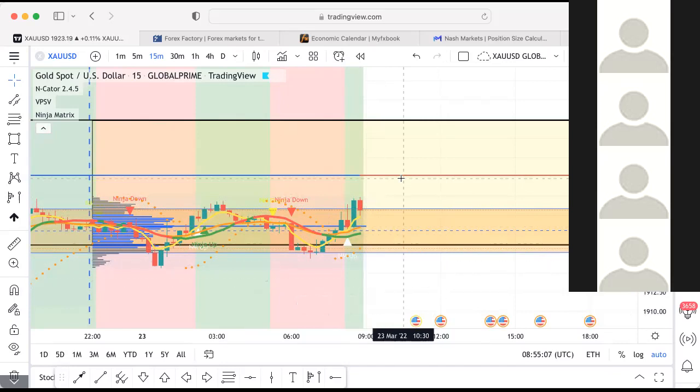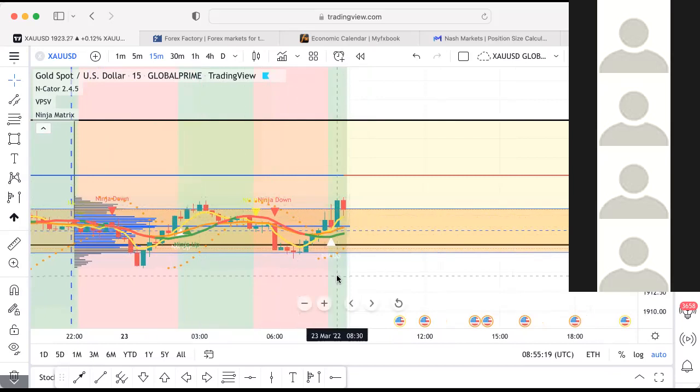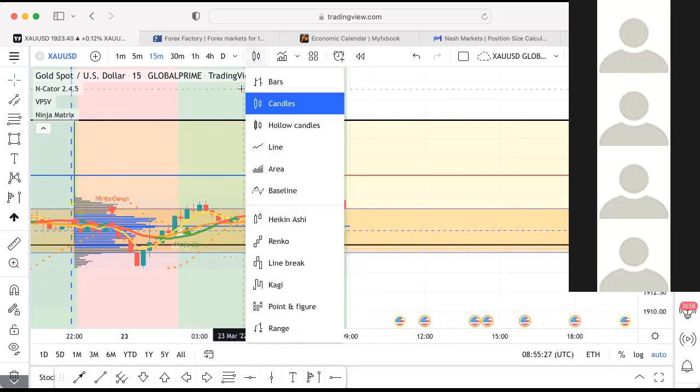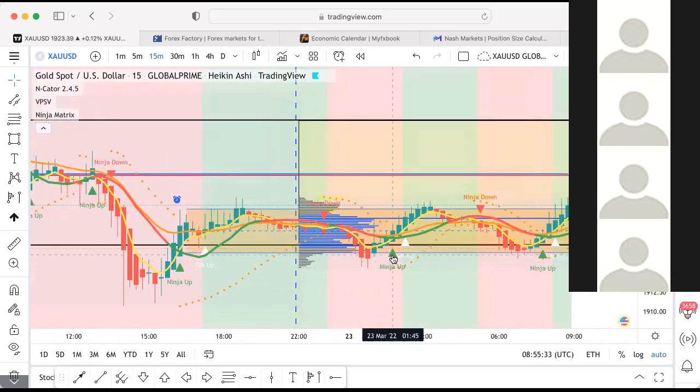Let me see. Okay, so right. So let me just summarize that situation again, just telling you what goes on in my head. I've put the Ninja Matrix on, and it's telling me we should be looking for buys. There's a Ninja Matrix up. I put the Ninjacator on, and I put Heikin Ashi candles on, and I've got a Ninja up at that same point, or just before that.